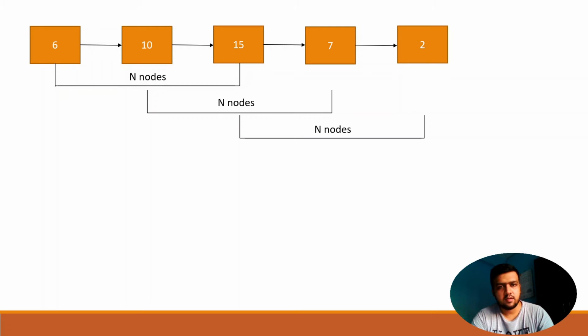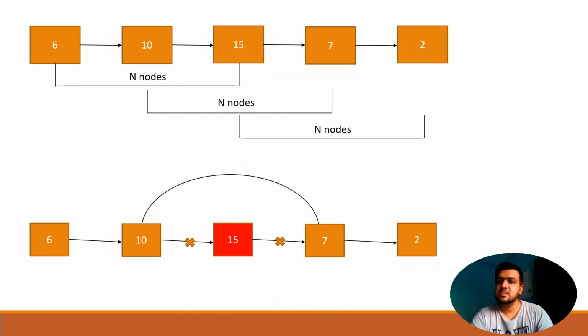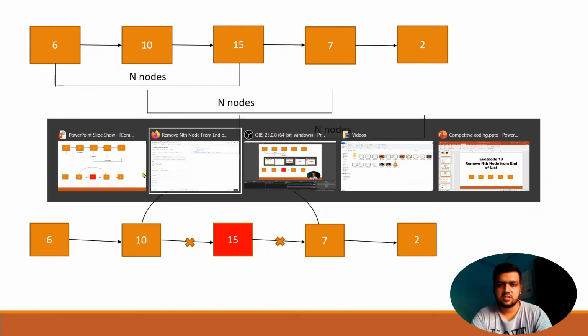So as soon as we reach the nth last node, we can simply delete it. How to delete a node from the list, I will show in the code. So let's just code it out.